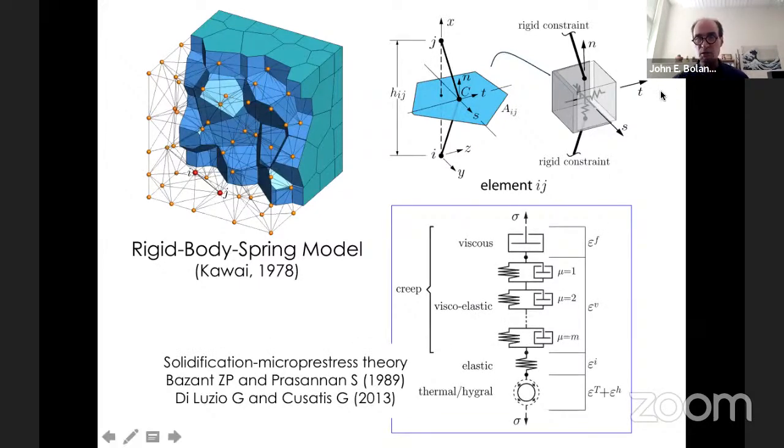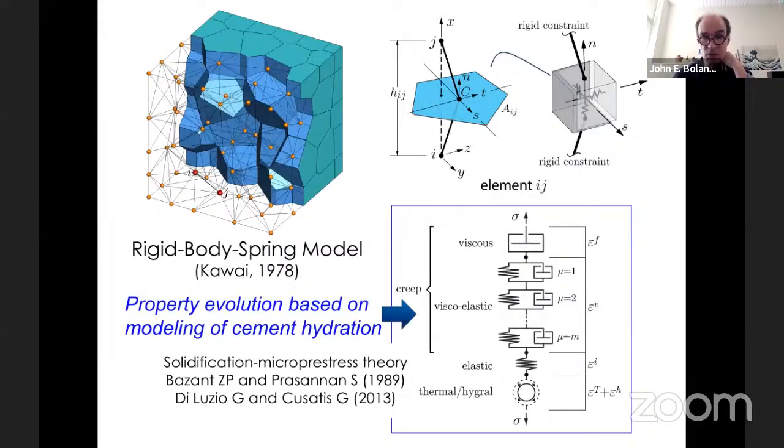We can generalize this instead of just using elastic springs. You see here's an elastic spring. We can include hygral or thermal units for multi-field analysis. And we can also account for concrete creep, both viscoelastic and viscous components. And these can be driven through models of cement hydration so that we can model property development over time. So over time, we model cement hydration, and then the spring properties change as time goes on.